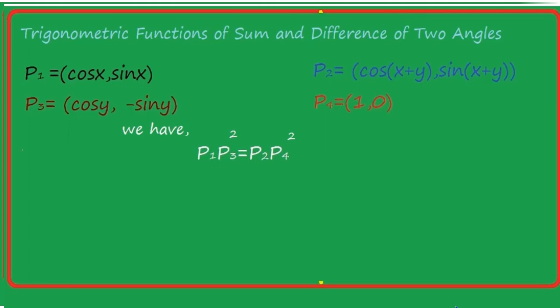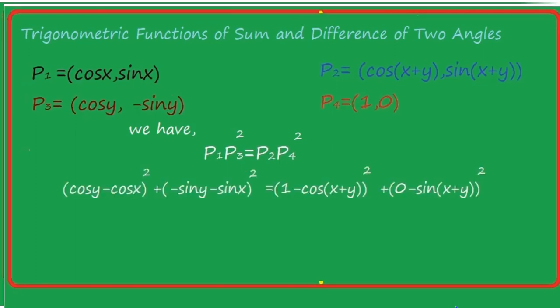Apply the distance formula for P1 and P3: x2 minus x1 whole square plus y2 minus y1 whole square. Here, cos y minus cos x whole square, just observe, that is x2 minus x1 whole square, plus minus sin y minus sin x whole square, that is y2 minus y1 whole square. And for P2P4 we apply 1 minus cos(x+y) whole square, plus 0 minus sin(x+y) whole square.